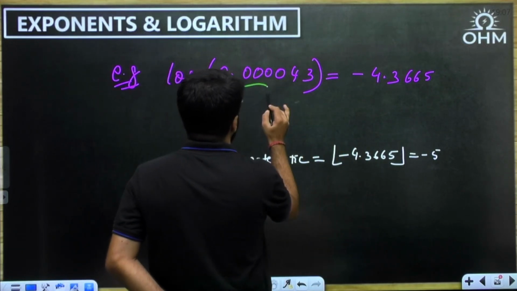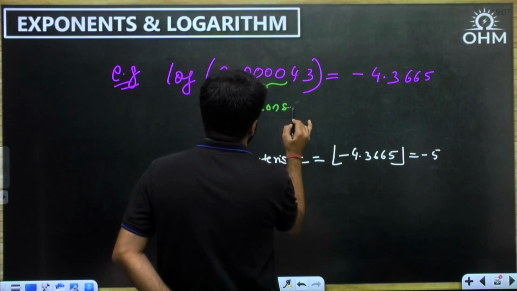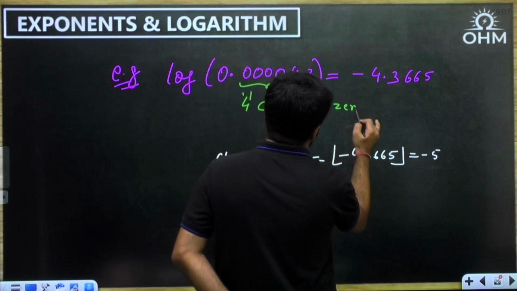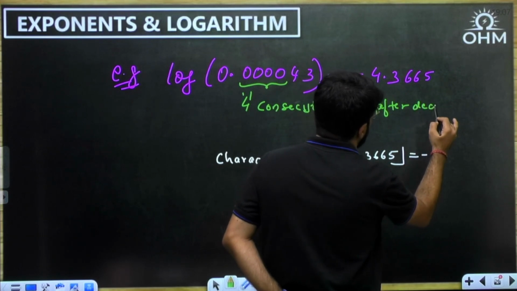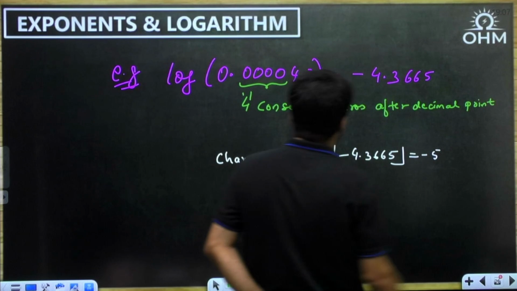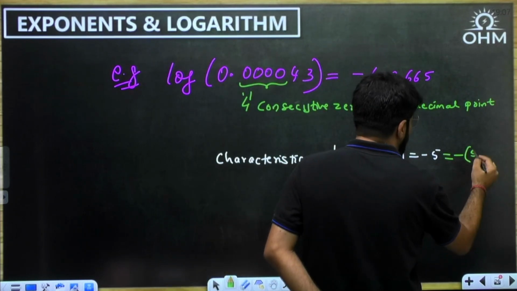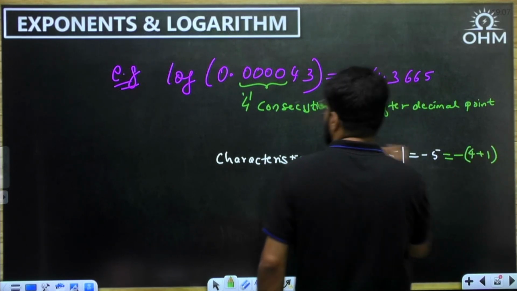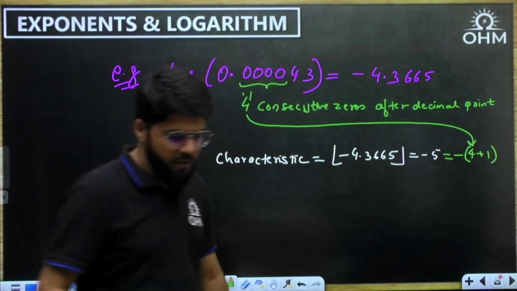Now, how many consecutive zeros after the decimal point? After the decimal point, you have 4 consecutive zeros, and your characteristic is negative 5. And 5 is broken as 4 plus 1. Where is this 4 coming from? This 4 is coming from here.